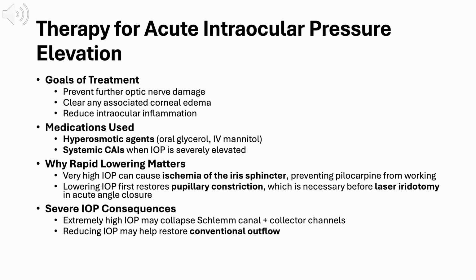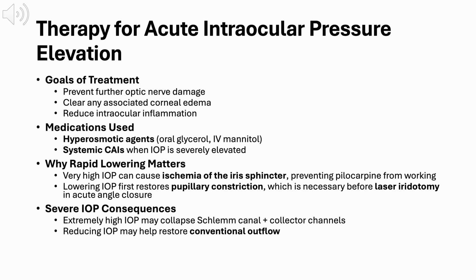In cases of severely elevated IOP, systemic carbonic anhydrase inhibitors can be added to further suppress aqueous production. Speed is crucial. When IOP is extremely high, ischemia of the iris sphincter can develop, rendering pilocarpine ineffective. Lowering the pressure first helps restore pupillary constriction, which is essential before performing a laser iridotomy in acute angle closure.